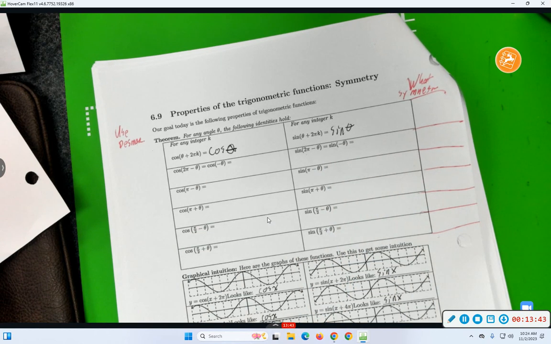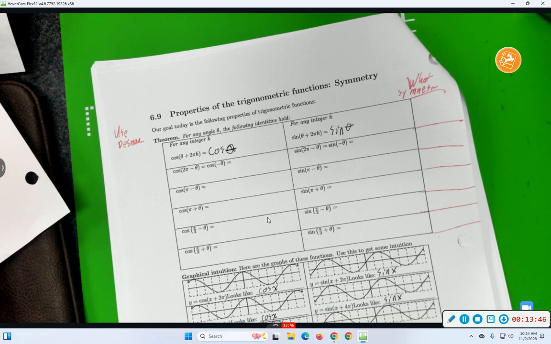Oh, well, let's see. Cosine, is that even or odd? Possibly by looking at the graph of cosine on the bottom half of this page. Cosine is even or odd? Even? Odd? Neither? Confused about how to determine?